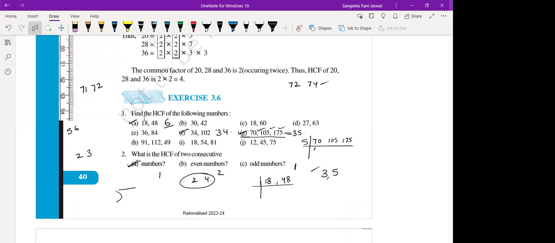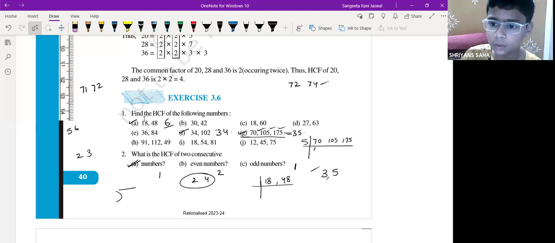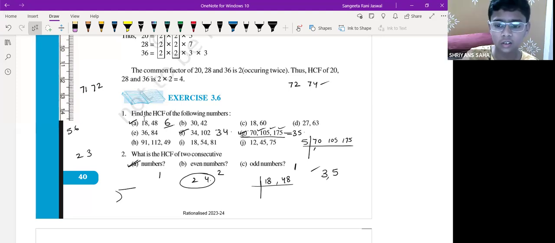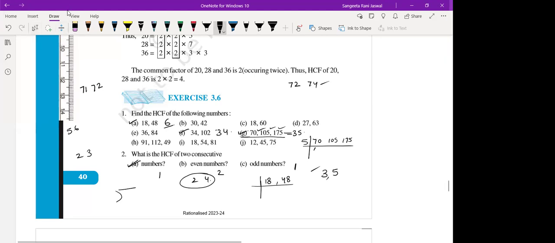Done? Yes? Which one, ma'am? I was saying the previous question: the smallest 5-digit number, you have to find the factors of this, okay?